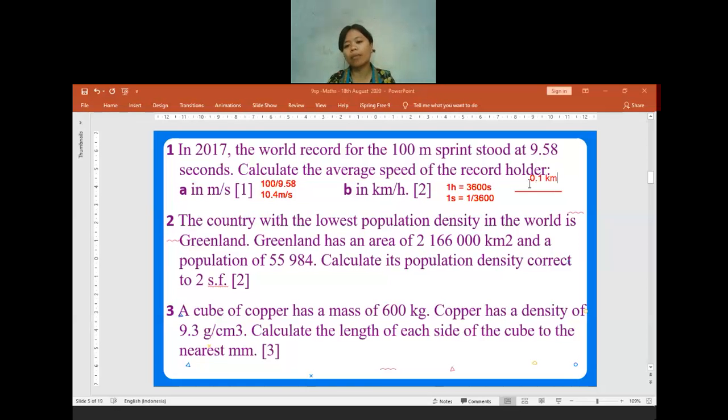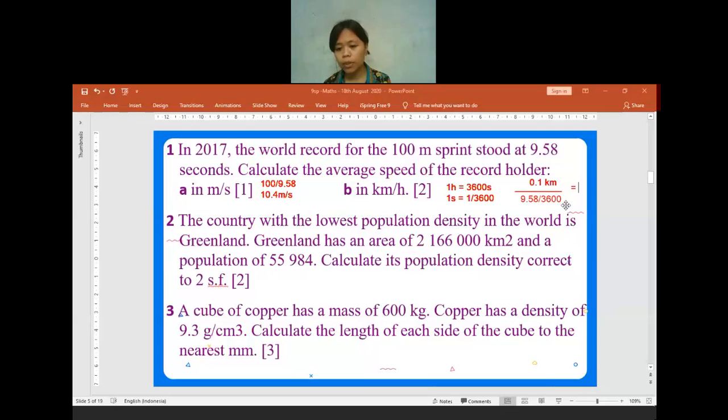And then we divide it with the time taken, because the time taken is 9.58 seconds and we want to make it into hour. We can do 9.58 per 3600. Oops, sorry, typo. Okay, so how many will you get? Or is there anyone who gets confused with the way I write the numbers? Is there anyone who gets confused? No, teacher. Okay then, understand. Yes, I'm listening. Okay then.